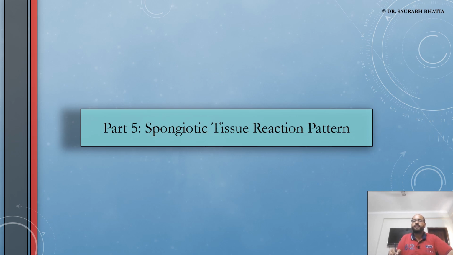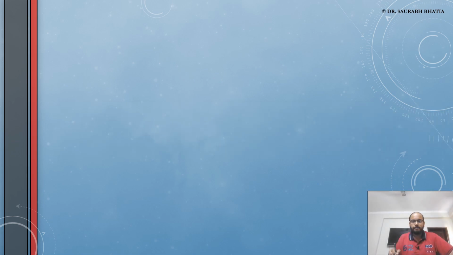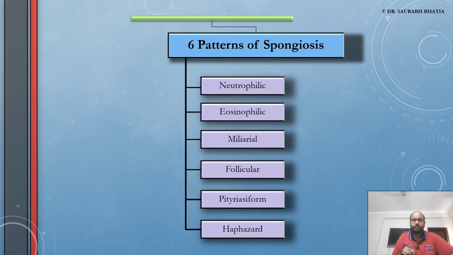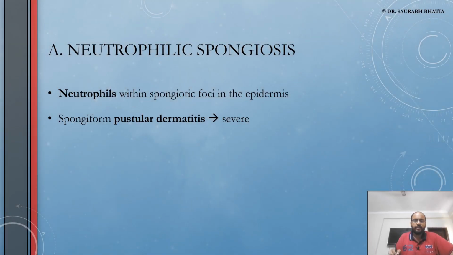Pityriasiform spongiosis, in which the inflammatory cells are multi-lineage. That means lymphocytes are there, histiocytes are there, Langerhans cells are there. So if there are multiple cells inside the spongiotic vesicle, it is pityriasiform, and most of the disorders show scales on clinical examination. Pityriasis means scaly. And haphazard spongiosis, which has a lot of different kinds of histopathological features, and they're grouped together as haphazard spongiosis. So essentially six patterns: neutrophilic, eosinophilic, miliarial, follicular, pityriasiform, and haphazard.